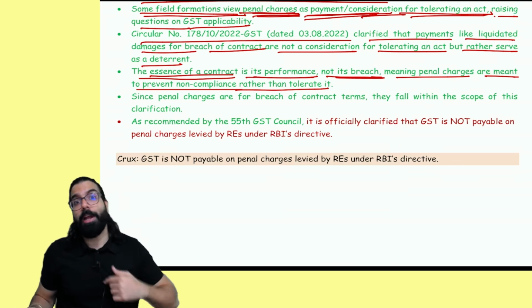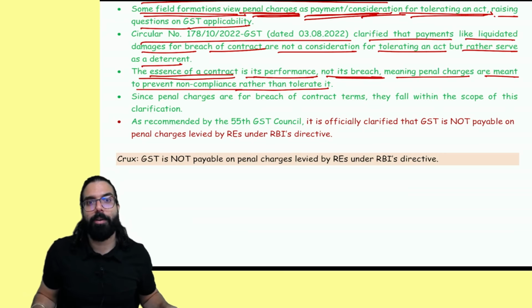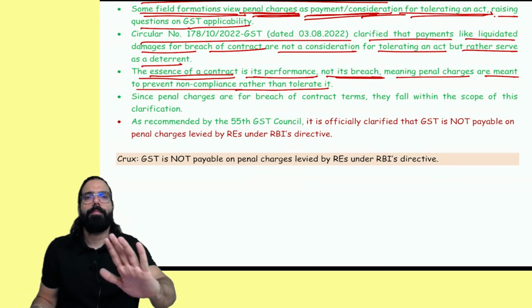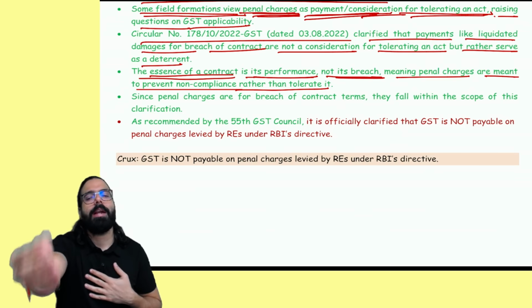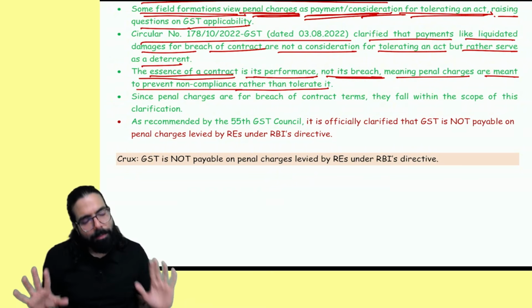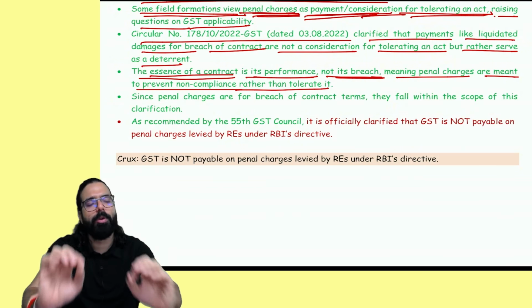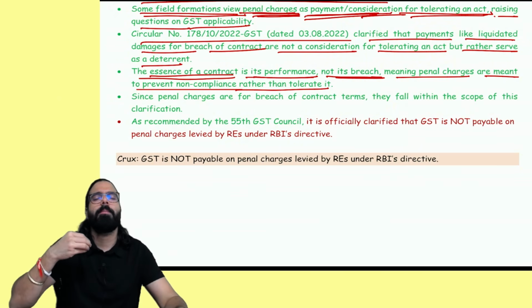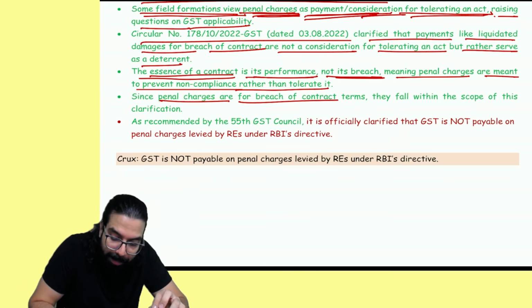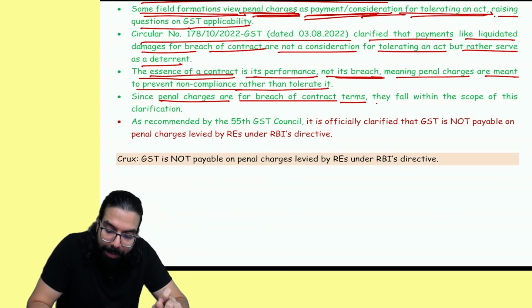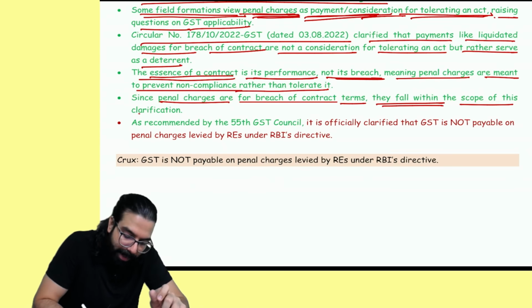Okay? The bank is not saying, I will tolerate your act of not making the payment on time and I'll charge you penal charges. No, it is never like that. Hence, the government told that it is not for tolerating an act that penal charges are taken. The bank is saying, I want people to make payment on time, and that is why I'm charging penal charges. And on penal charges, GST will not come. Penal charges are for breach of contract terms. Therefore, they fall within the scope of this clarification.